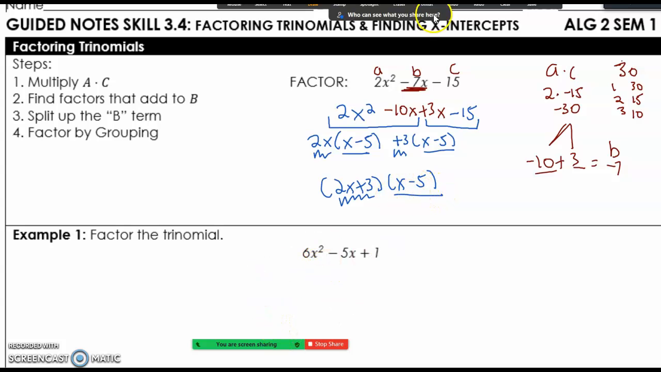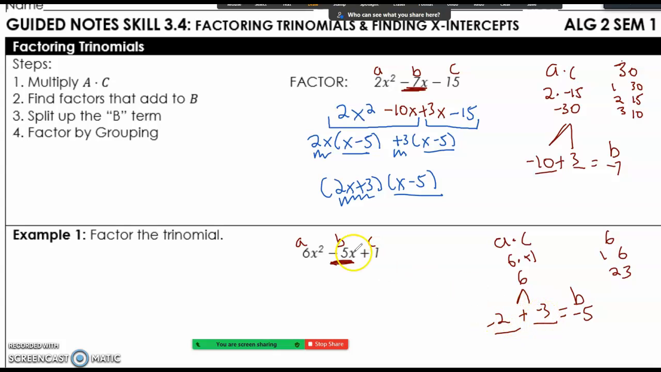We're going to go ahead and do this again with example 2. In the maroon, I want to see if I can rewrite this negative 5x as 2 different terms. So let's identify my a, b, and c again. A times c is 6 times positive 1, so what multiplies to 6 but adds to a b of negative 5? So 6 is 1 and 6, 2 and 3. I can make my 2 and 3 both negative.